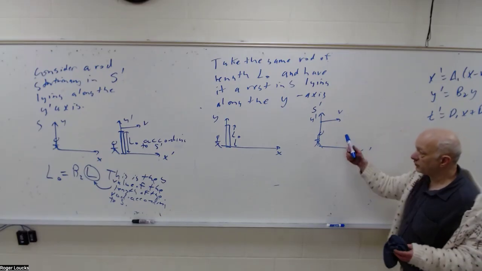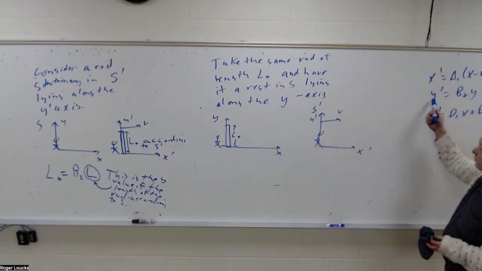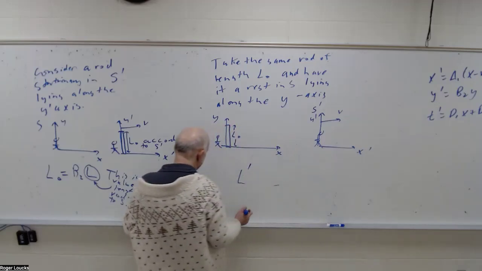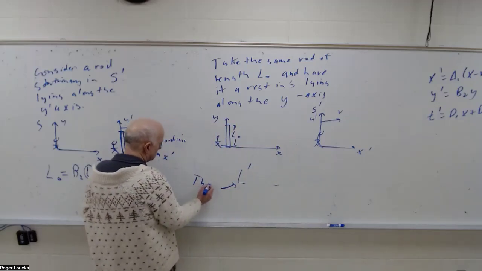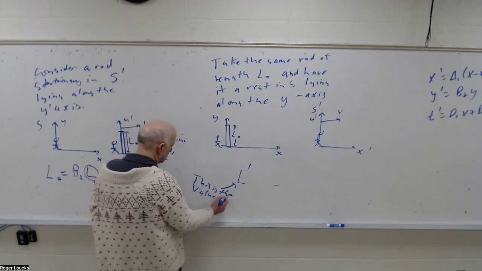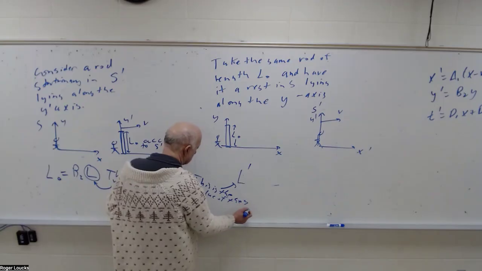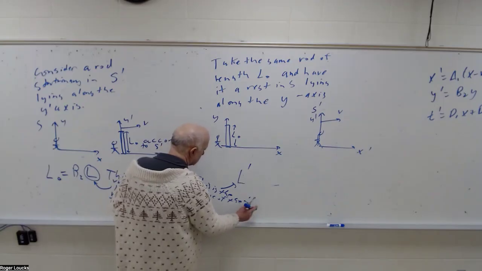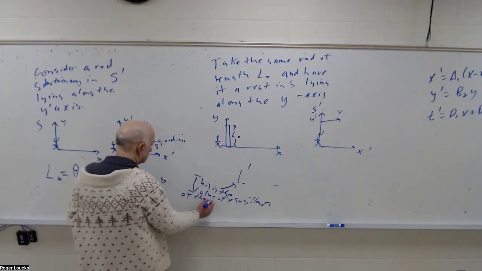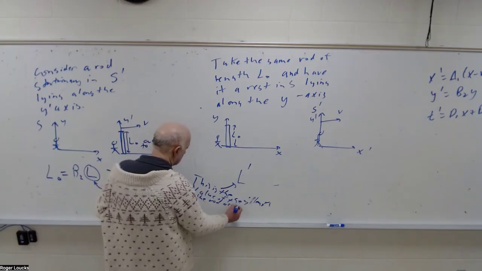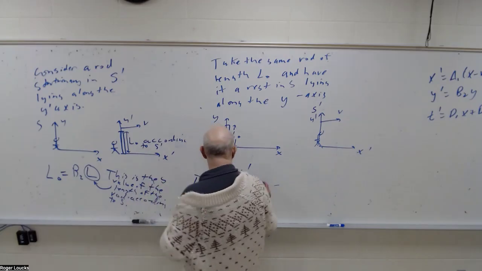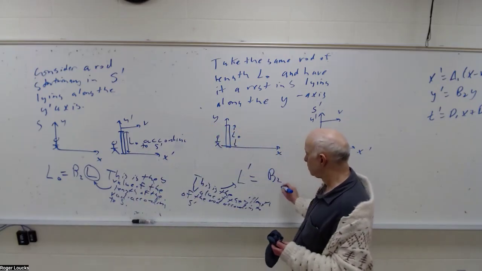So this person is going to measure, and we're going to apply this equation. This person is going to measure that rod here, and I'm going to call that L prime. So this value here is the value of the y prime length of rod according to S prime. Equals, so what does this S equal? V2 times?